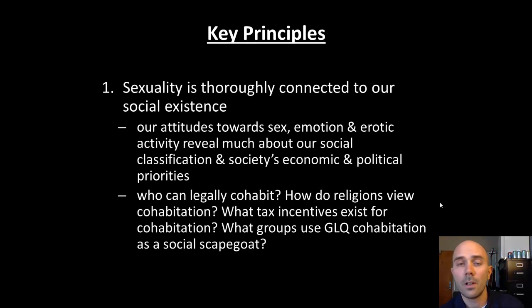All right, some of the key principles of queer theory. One, sexuality is thoroughly connected to our social existence. So, you know, this is an important topic because our attitudes about sex, emotion, erotic activity reveal much about our social classification as well as our society's economic and political priorities. So we enact laws that kind of tell us who can legally cohabit. Religions give sanction to certain types of marriages. And of course, there's tax incentives for cohabitation. And so we privilege one over the other when we grant those rights to some people but not to others.